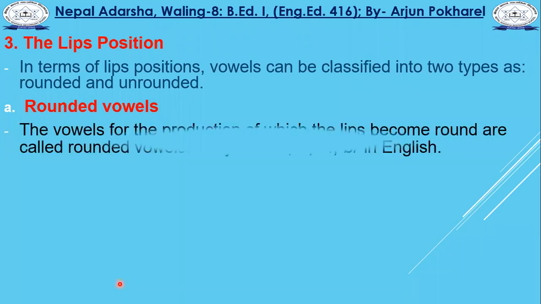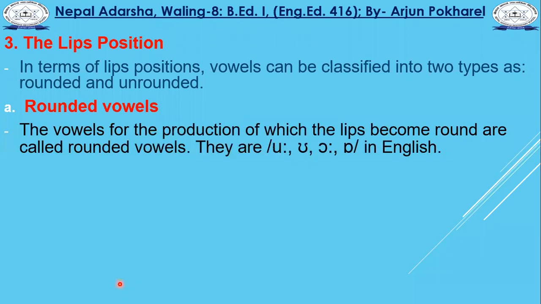Now let's say rounded vowels. The vowels for the production of which the lips become round are called rounded vowels. In the production of round vowels, your lips become round. When you produce the vowels and your lips are round, they are known as round vowels.